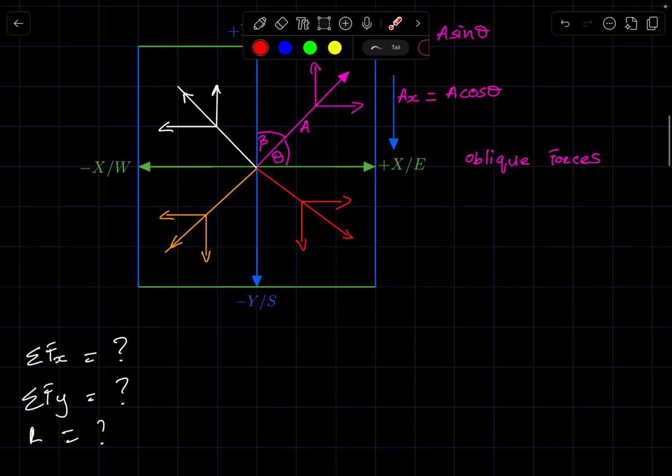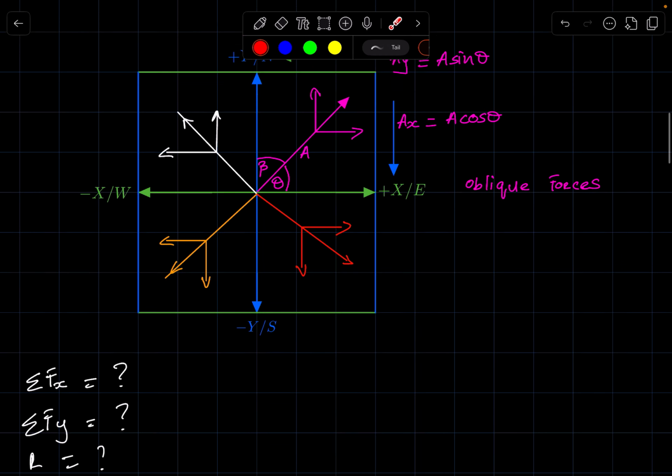That way, when applying this condition of equilibrium, all the x components of your oblique vectors will be in terms of cos, so you will not have any component here that is expressed in terms of sine. Why? Because for all your oblique forces, the angle you have used is the one referenced from the x-axis.